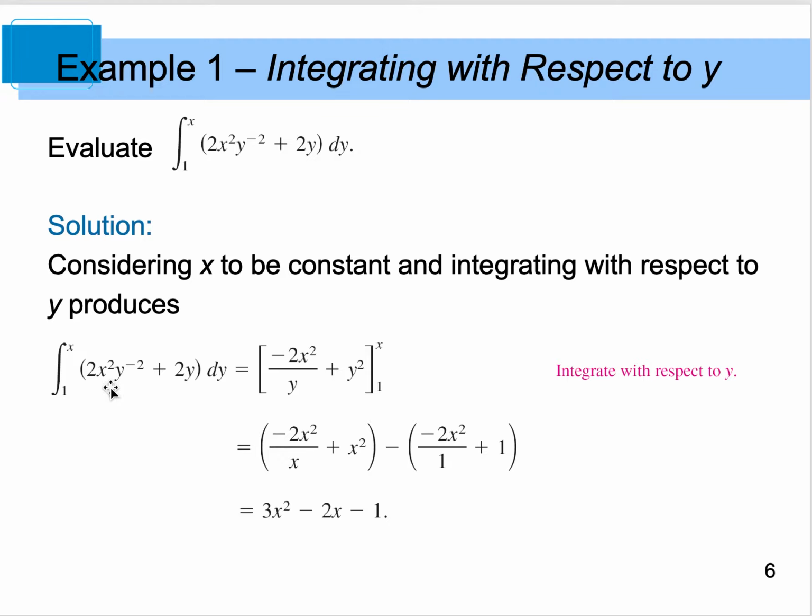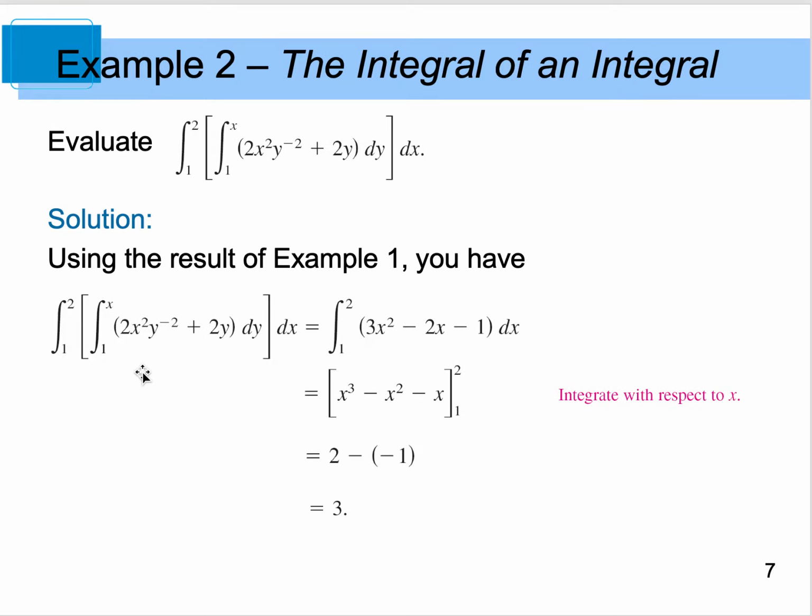So 2x squared is just going to stay out there, and I'm going to integrate y to the negative 2. If I integrate y to the negative 2, I add 1 to the exponent, which is y to the negative 1. That's where that comes from. The integral of 2y would be y squared, and then we would treat it just like the fundamental theorem of calculus says, and plug in the x minus plug in the 1. And then we get an equation of 1 variable. So this works just like partial derivatives, where you're holding one of those variables as a constant.